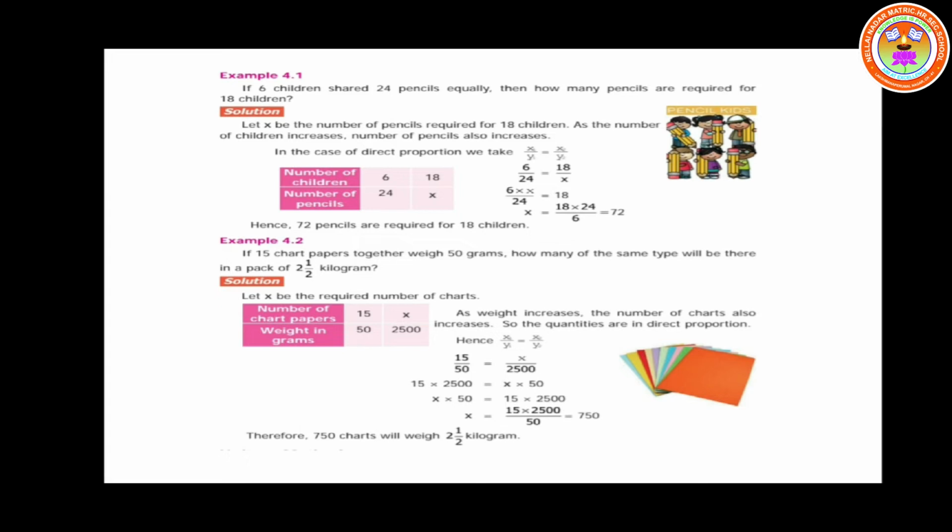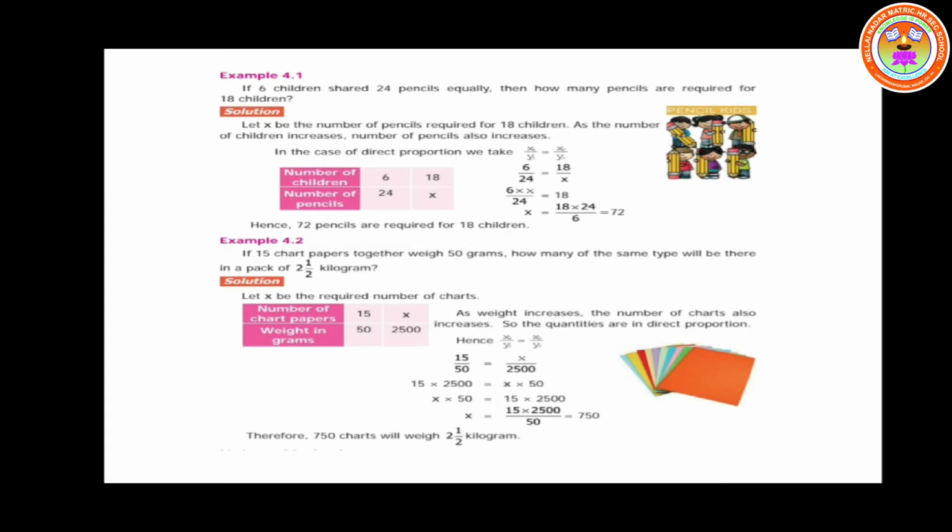Now let us move on to example 4.2. If 15 chart papers together weigh 50 grams, how many of the same type will be there in a pack of 2.5 kilograms? We have to find. Understood, children? 15 chart papers together weigh 50 grams. So how many chart papers will be there in a pack of 2.5 kilograms? We want to find.